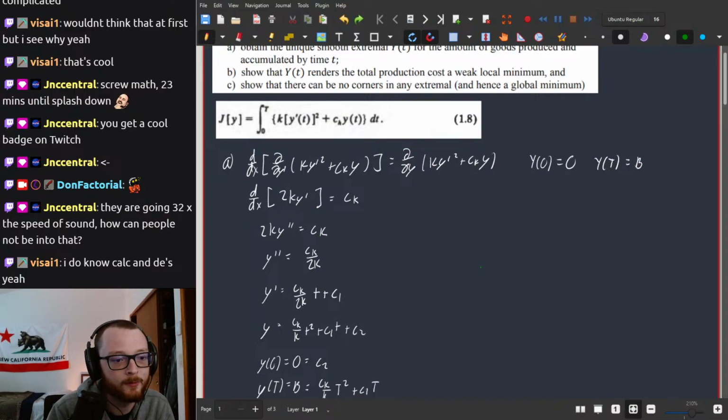So this looks complicated because of the constants, but it's basically y double prime is equal to some constant a, and that's a differential equation you can solve really quickly.